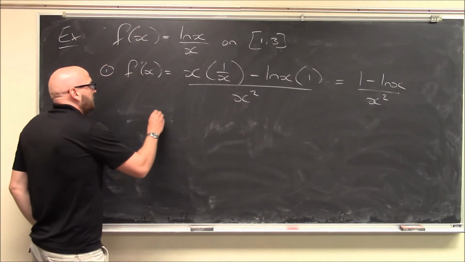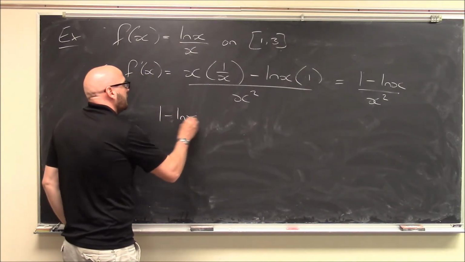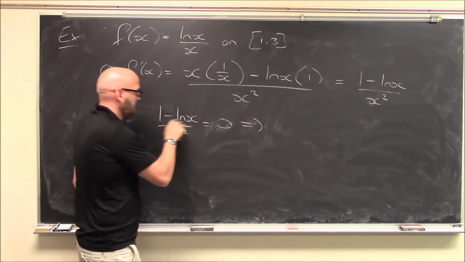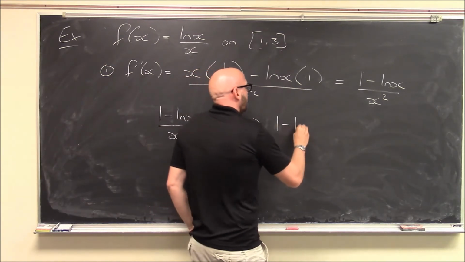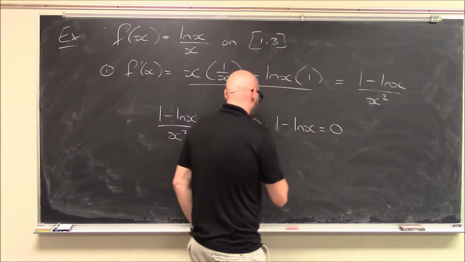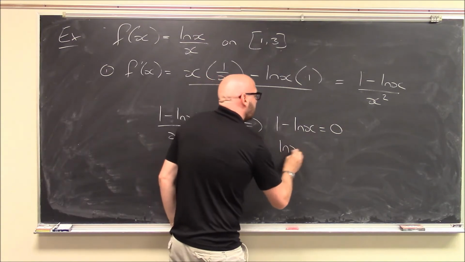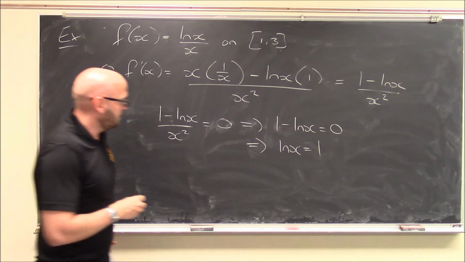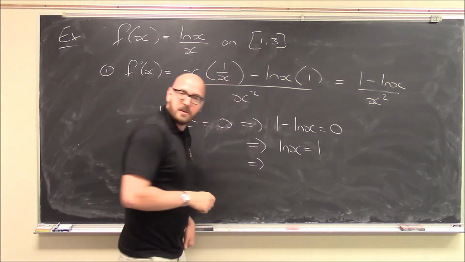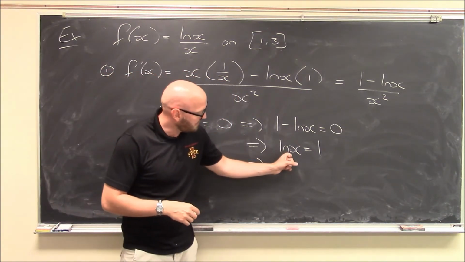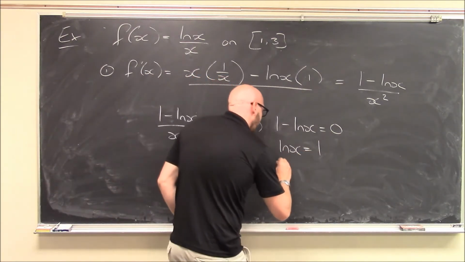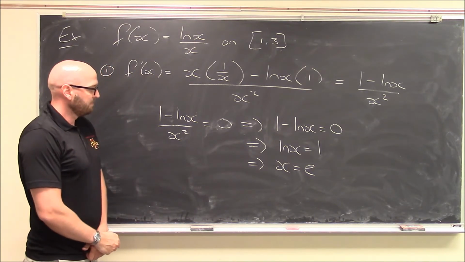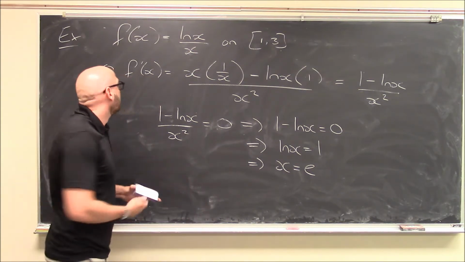What about when this derivative equals 0? 1 minus ln of x over x squared, when does it equal 0? Well, that's when the numerator is 0, so that means 1 minus ln of x is 0. That means ln of x must equal 1. So what does that mean? Converting this to an exponential expression, that means my base, e to the 1, must equal x. So that means x is e. And that's it. That's our only critical number.